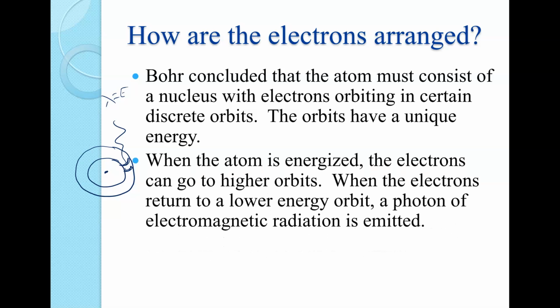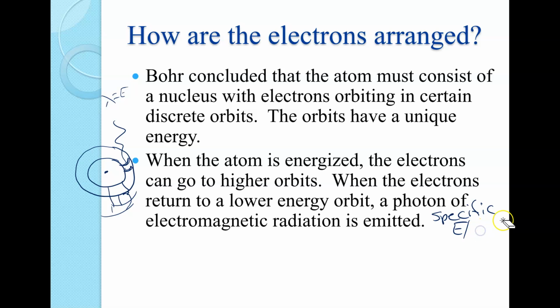Okay. When the atom is energized, you pop some electricity in, the electrons can jump up to a higher energy level or another higher energy level, or they could even go from 1 to 3, or they could go all the way up to 4 or 5 or 6. And when the electrons return back down, they release energy with a specific energy and wavelength associated with it.